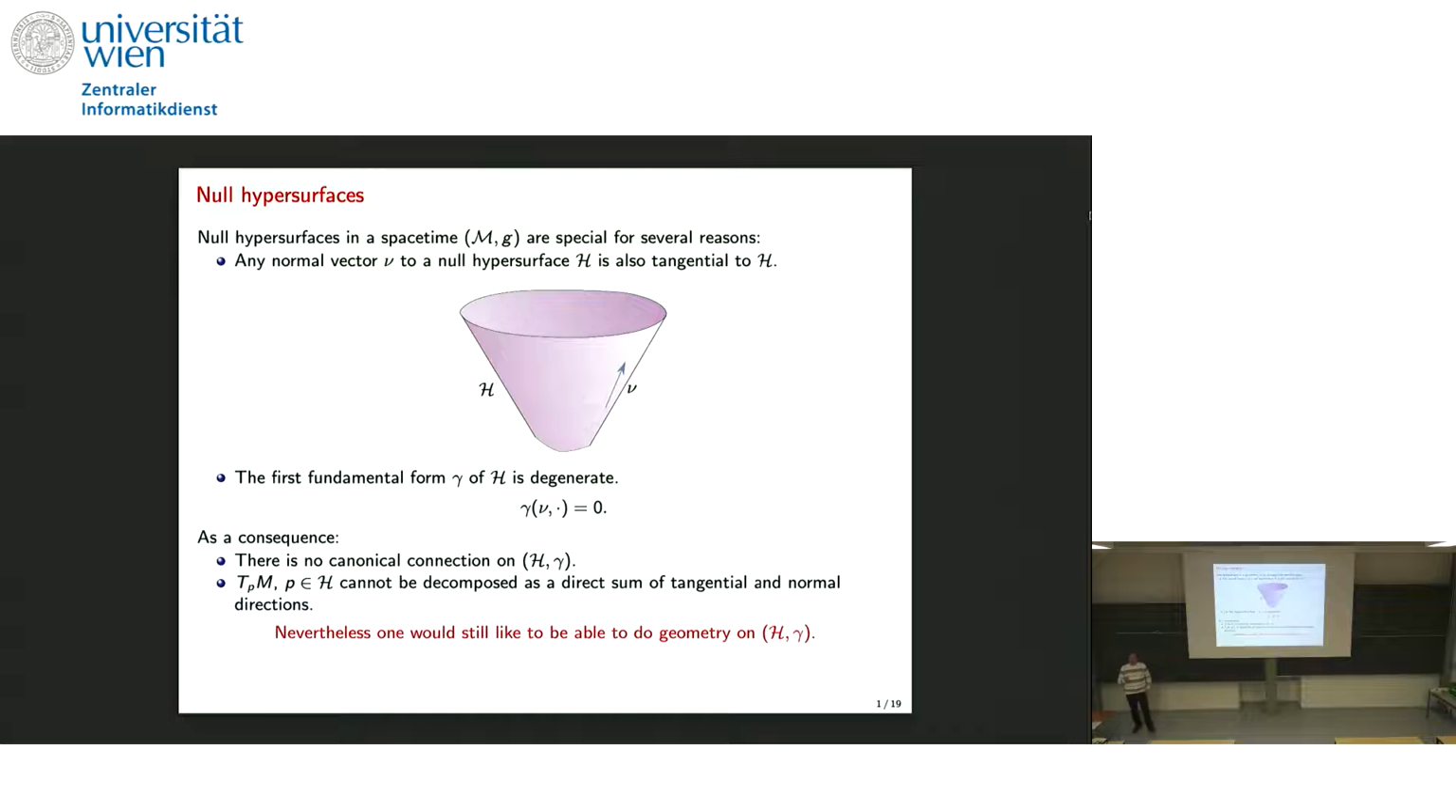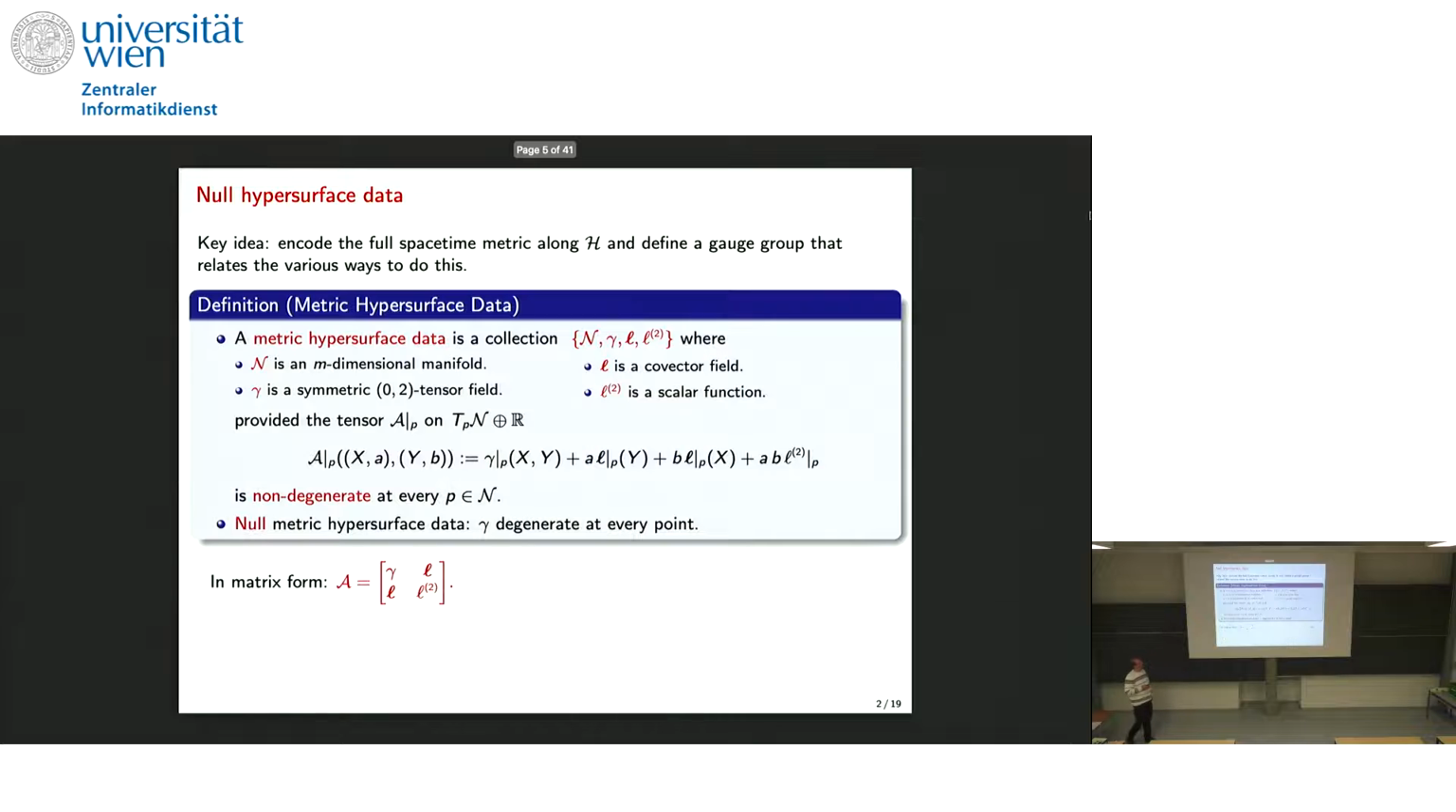Nevertheless, null hypersurfaces are objects that appear in many places in GR and in semi-Riemannian, in Lorentzian geometry, and one would like to be able to do some geometry on a null hypersurface. So the aim of the first part of the talk is first to describe a construction that allows to do this, and then in the second part, as I said, I will present an application for the characteristic initial value problem. So let me start with the definition.